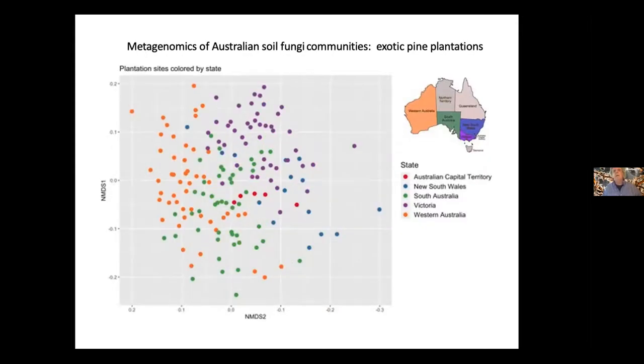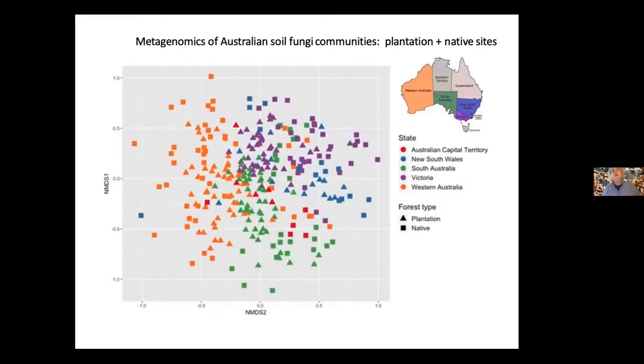If we look at the pine plantation communities, we see pretty much the same pattern with Western Australia on the left and Eastern Australia, Victoria, New South Wales on the right, South Australia somewhere in between. When you overlay both of those sets of points, so now we're comparing pine plantations and native plantations, it's just an overlay. There's really no clear pattern.